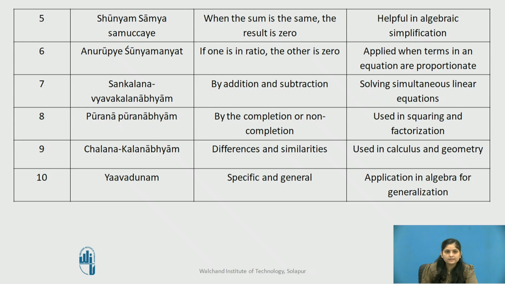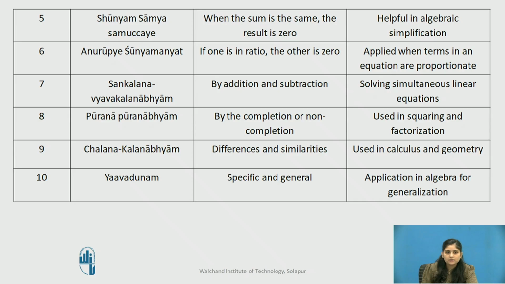Next sutra is Anurupye Shunyamanyat, which means if one is in ratio, the other is 0. Its application is when terms in an equation are proportionate. Next sutra is Sankalana Vyavakalanabhyam, which means by addition and subtraction. It is used for solving simultaneous linear equations.